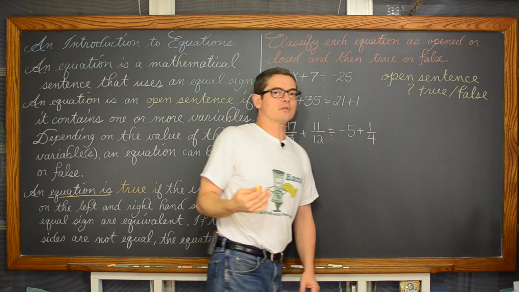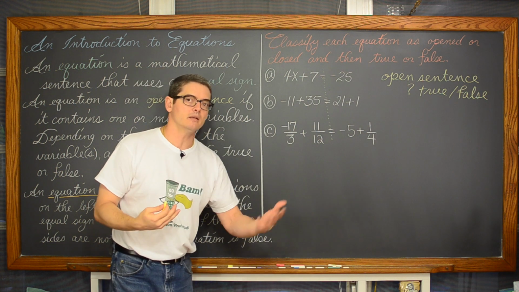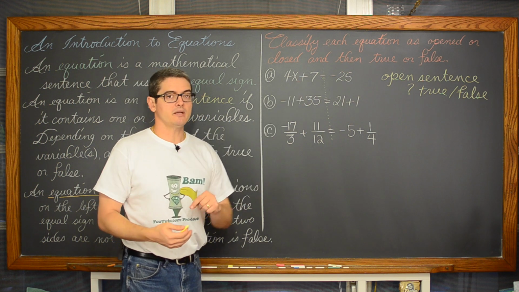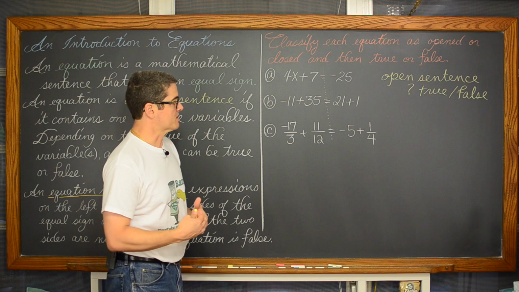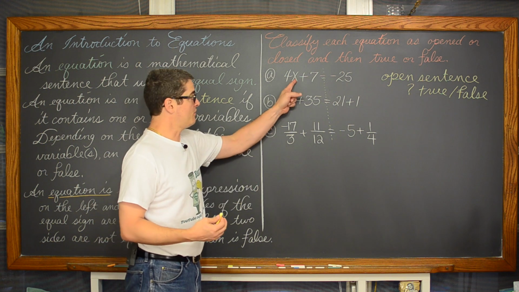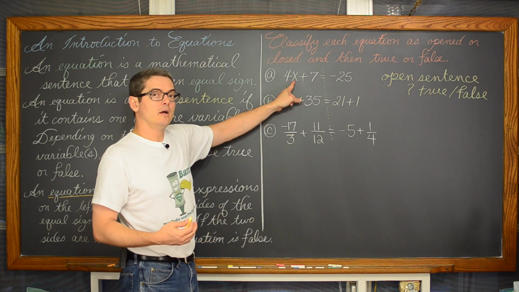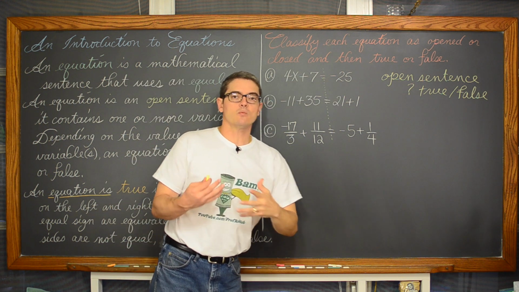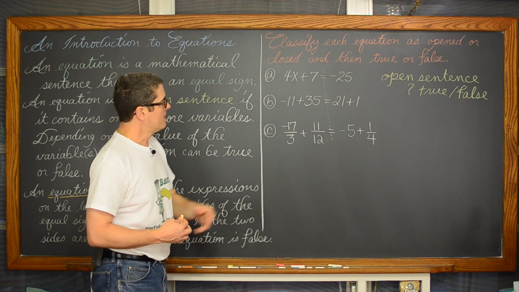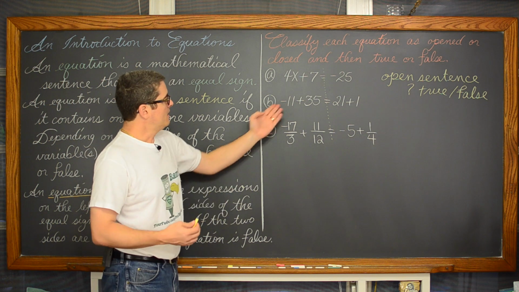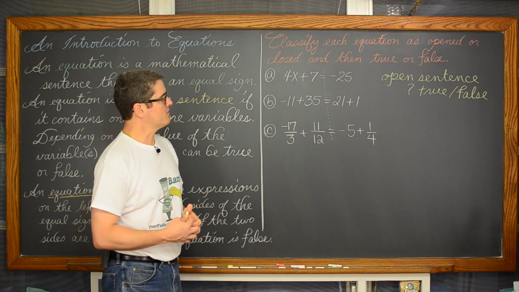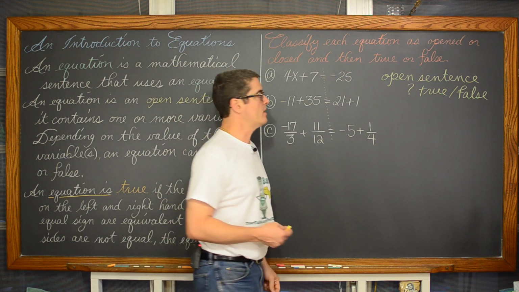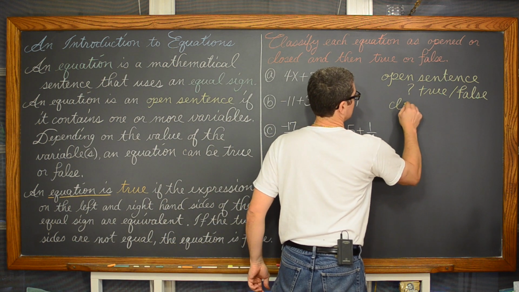There's no way of knowing with an open sentence unless you are, again, given a value that variable is representing and you plug it back in and you check, like we're going to do on the next page, or you can solve for the value of x that makes the left-hand side equal to the right-hand side, and we're going to learn that in a couple of lessons from now. Here we have negative 11 plus 35 is equal to 21 plus 1. Well, there's no variables in this equation, so it is a closed sentence.